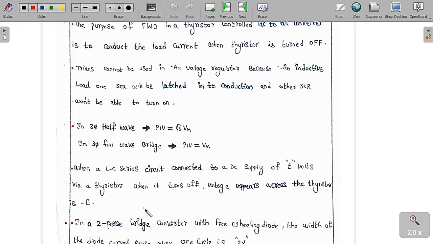Whenever the device is turned off, the voltage across the capacitor is 2E, whereas the supply voltage is E. So E minus 2E is nothing but minus E. Therefore, minus E is the voltage across the thyristor. In a given LC series circuit connected to a supply voltage source through a thyristor, when the thyristor is turned off, the capacitor voltage is 2E. So the voltage across the thyristor is E minus 2E, which equals minus E.